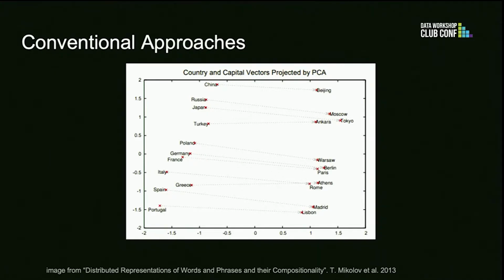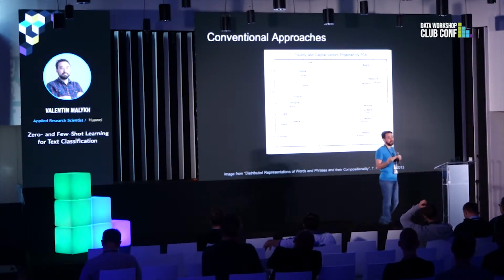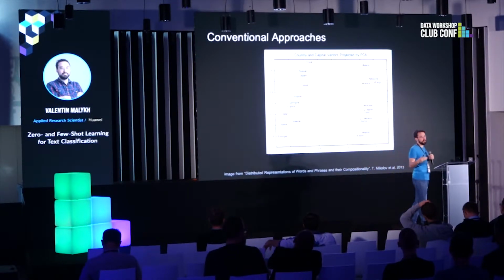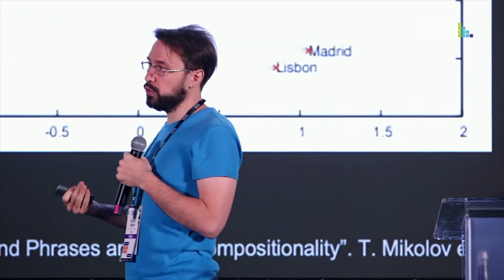Like here in the example from the original paper, they have the connection between a country and its capital. So the idea here is that you could train a Word2Vec, which is also unsupervised, on any corpus, and you have useful features right out of the box, right out of the model.